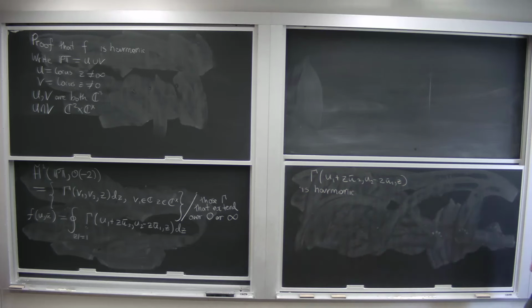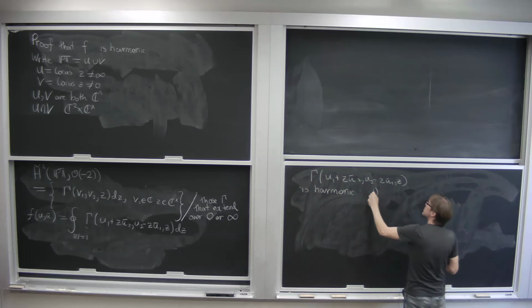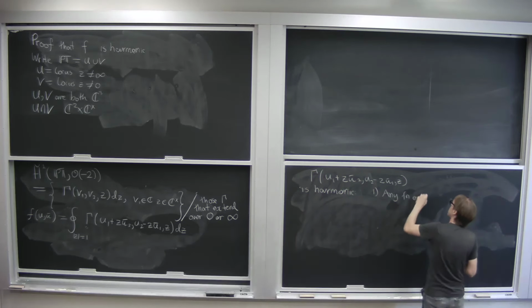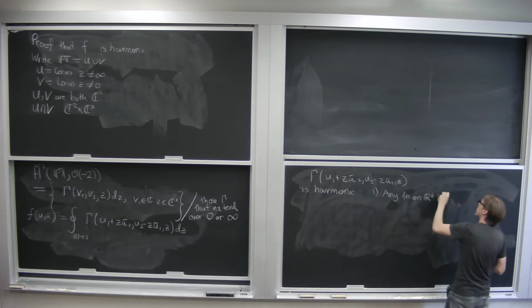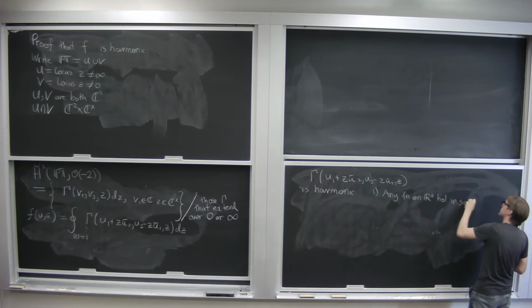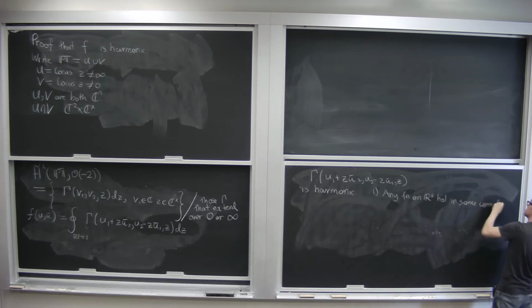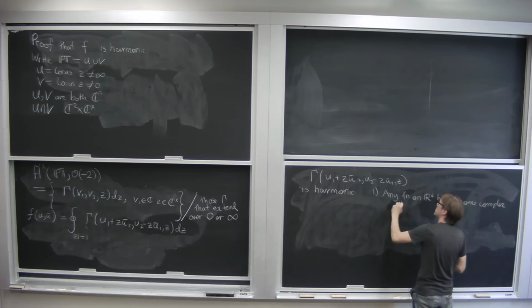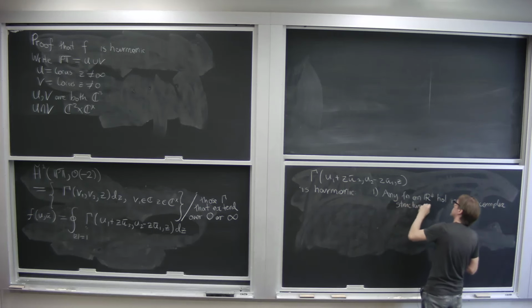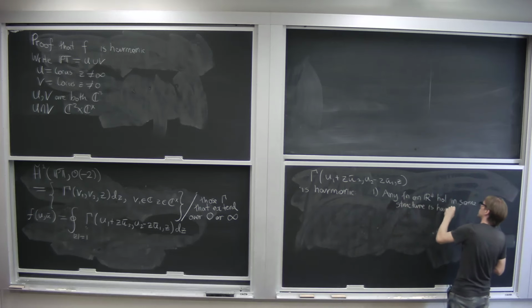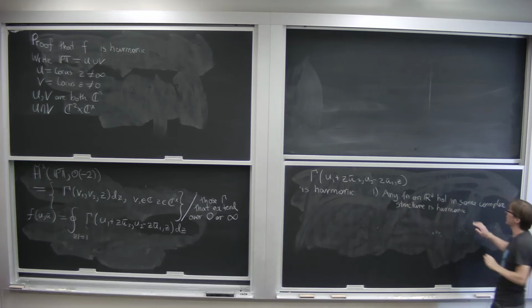So there's two ways you can see this. Firstly, any function on R4 which is holomorphic in some complex structure is harmonic. Why is that? Well, we can use the SO4 symmetry to say our complex structure might as well be the standard one, and then it's obvious.